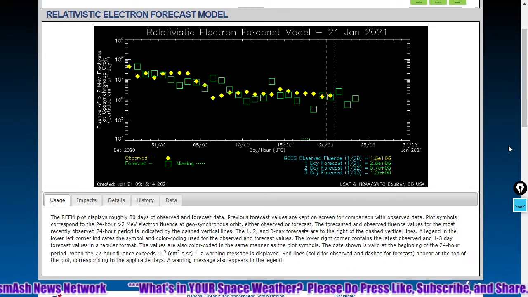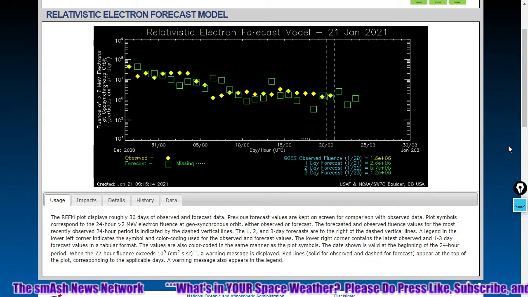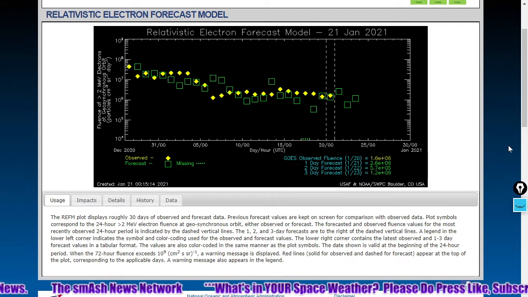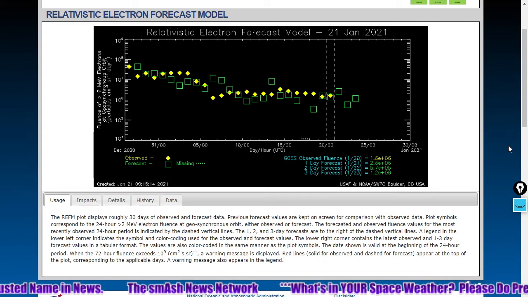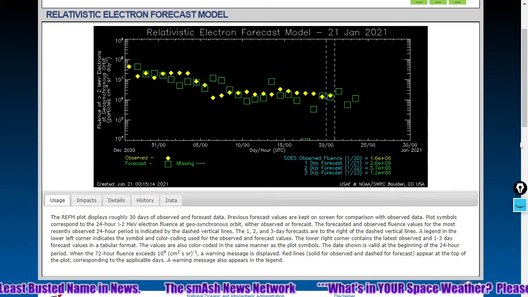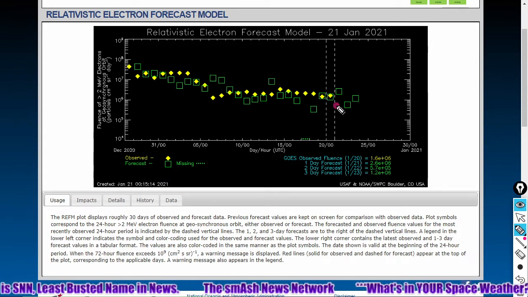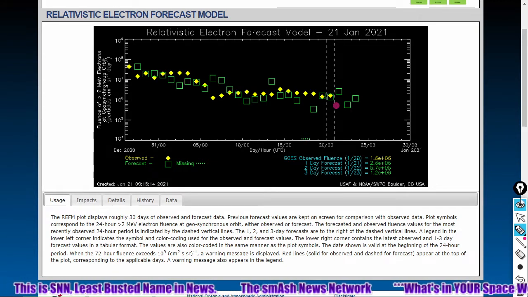Next, looking at electrons. Here's the total electron content forecast. And NOAA's expecting a small uptick in electron flux here. I'm expecting a downtick. My forecast is for down here. We'll see what happens tomorrow.